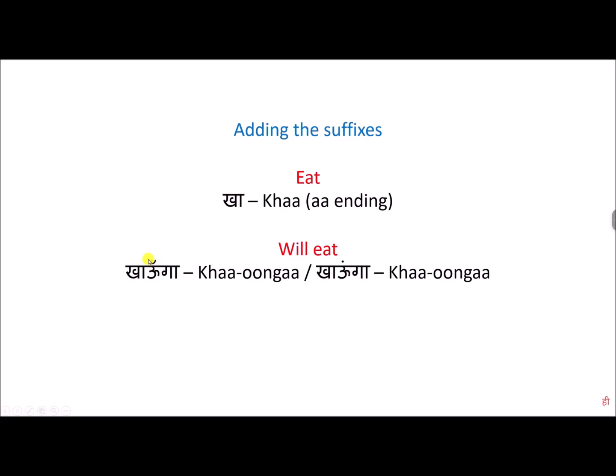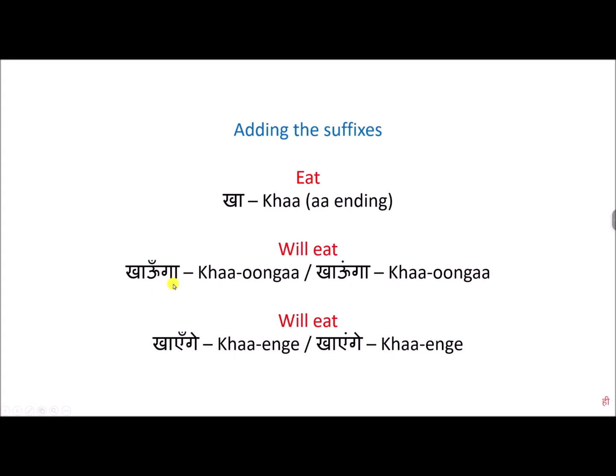This is called as Chandrabindu. But these days we use this. This is common. Okay. Khaenge. This and this are same. This is the real word, but we write it like this these days. We add enge and unga directly to it. Okay, and the other suffixes.